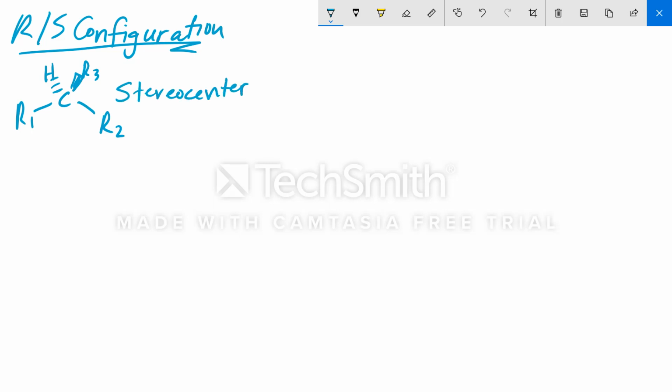If 2 of these groups were the same, say this was R2, so it matched this R2 group, this would no longer be a stereocenter. However, in this case, these are 4 unique groups, making this a stereocenter.